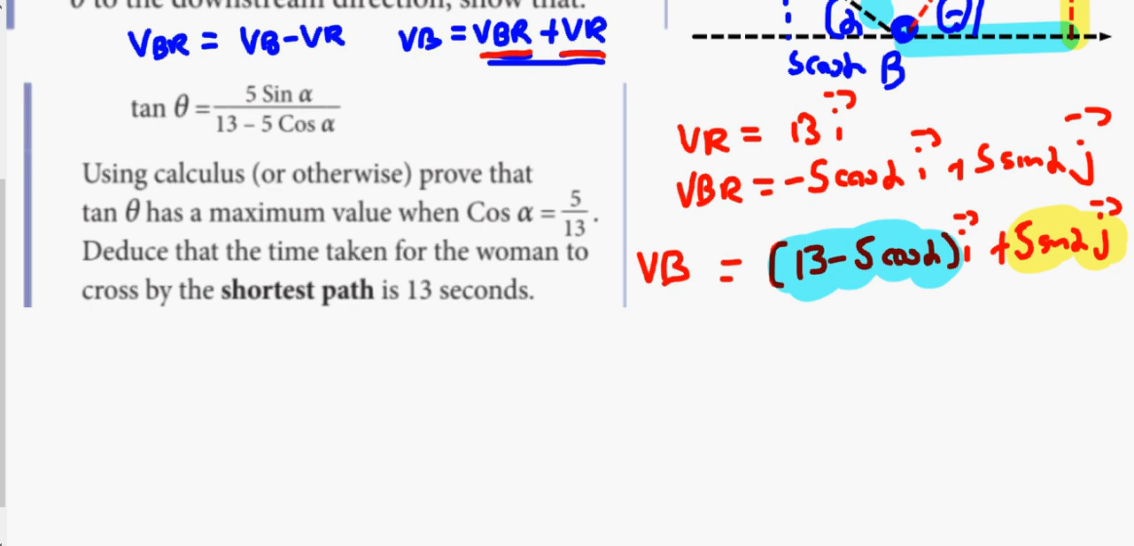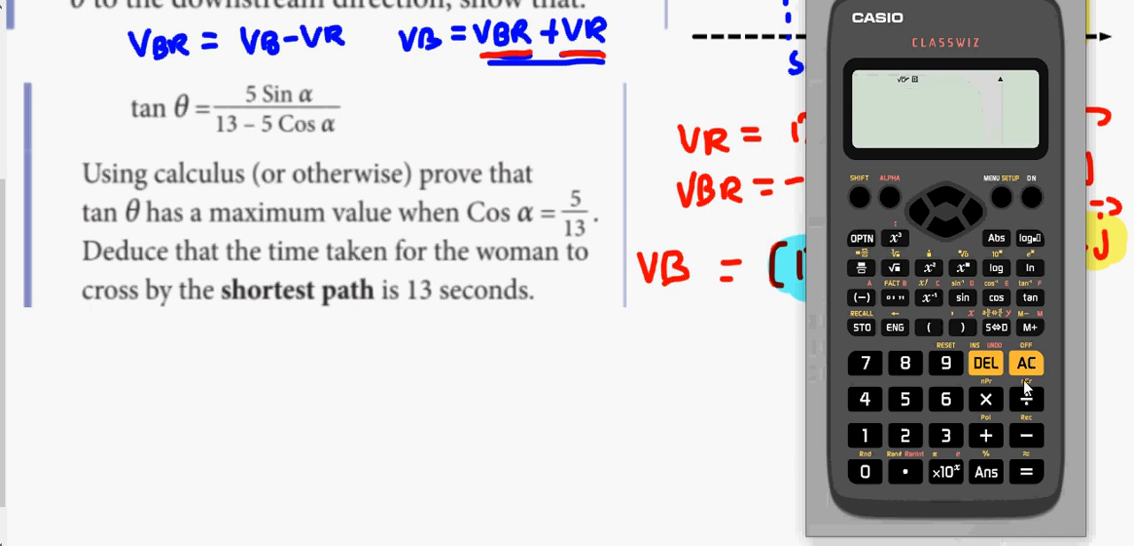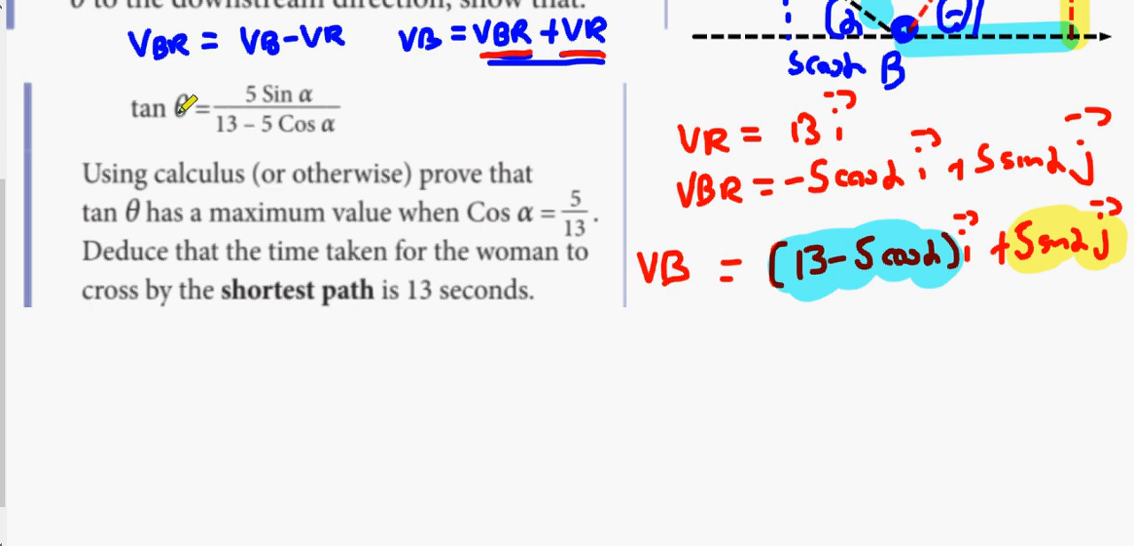Alright, let's think about tan. Think about tan as a function. What happens to tan? Tan 0? 0. Tan 20? 0.36. Tan 40? 0.8. Tan 70? 2.7. Tan 89? 57. Tan 90? Undefined. So, isn't it safe to say that we want this tan value to be as large as possible?